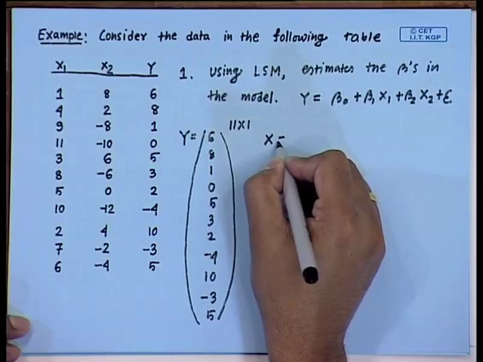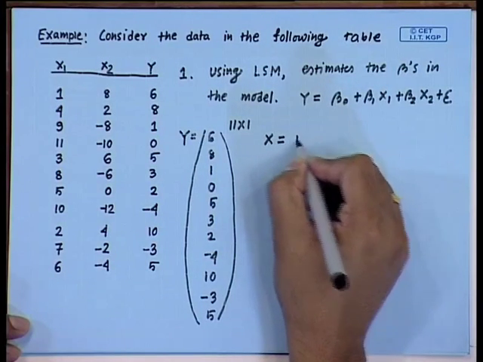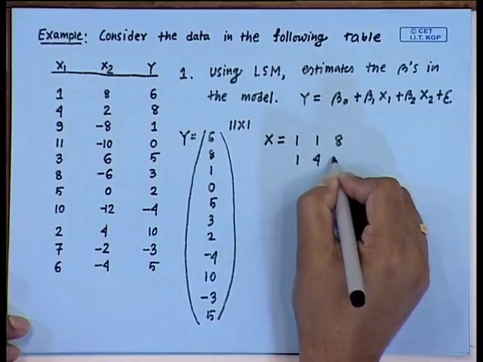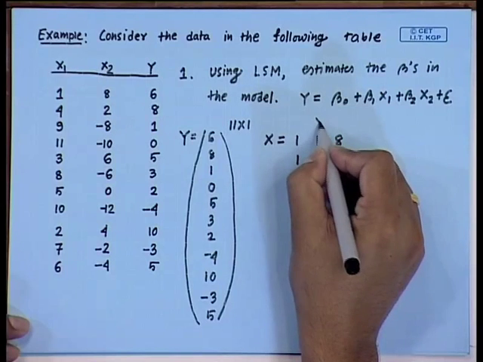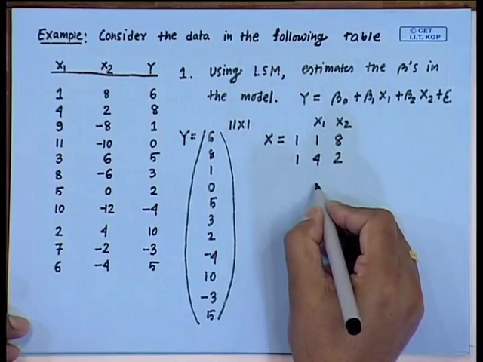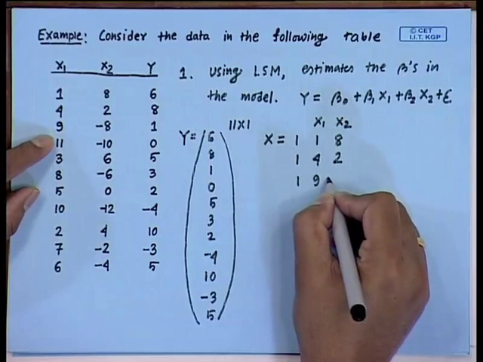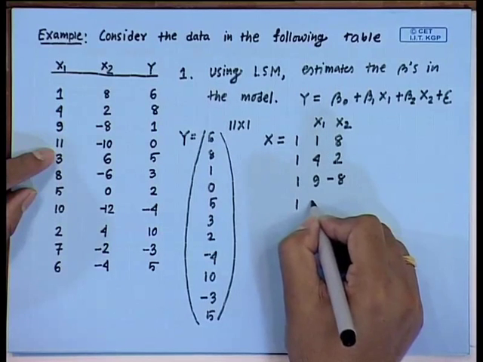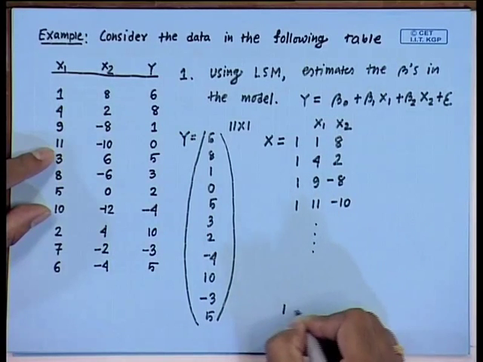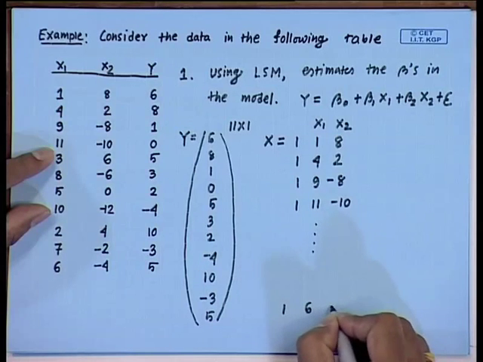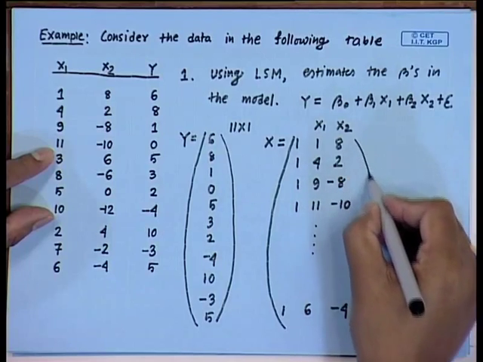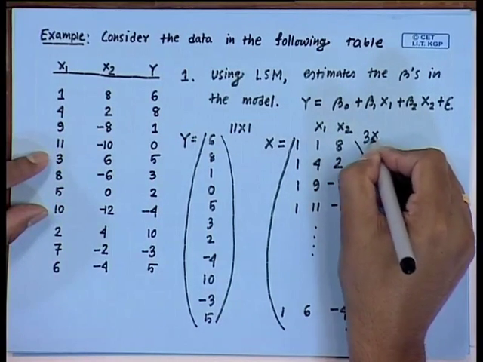This X is equal to 1 1 8 1 4 2. So this column corresponds to the regressor x1, this one corresponds to the regressor x2, and this way 1 9 minus 8 1 11 minus 10. This way we go up to 1, 6, minus 4. Okay, so this one is a 3 cross 11 matrix.